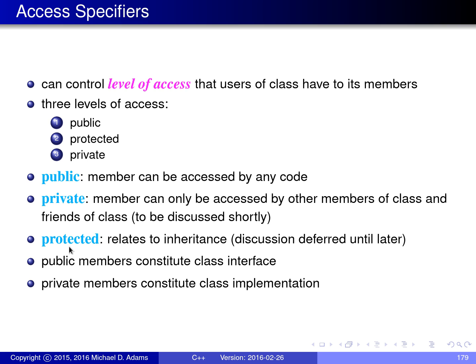There's also another level, what we call a protected member, and this relates to inheritance, another language feature that we'll be discussing much later. So for now, we're going to ignore protected access. And relating back to some terminology that I introduced earlier, the public members of a class constitute the class's interface. In other words, it's the part that's visible to the code outside of the class, the users of the class. On the other hand, the private members constitute the implementation of the class. It's details that are hidden from the outside world, in other words, the code outside of the class, and is only visible to the class itself and its friends, which we'll be talking about later.